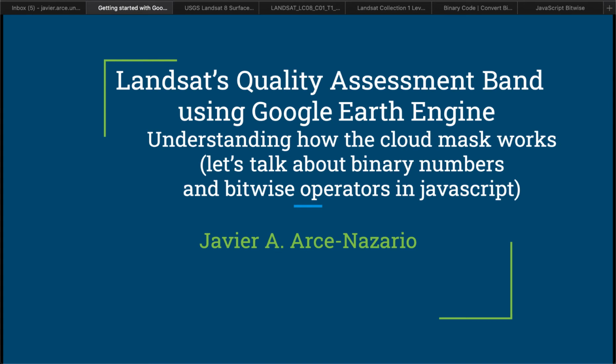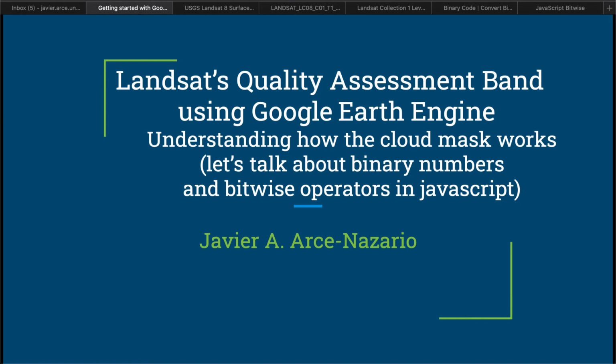Hello again, and this video is about understanding a little bit more how to interpret the pixel values of the Landsat quality assessment band. This is important for understanding how the cloud mask works when dealing with Landsat images. I will mainly talk about binary numbers and bitwise operators in JavaScript. This video is a little bit heavy on numbers, and it's not as practical as the other one.